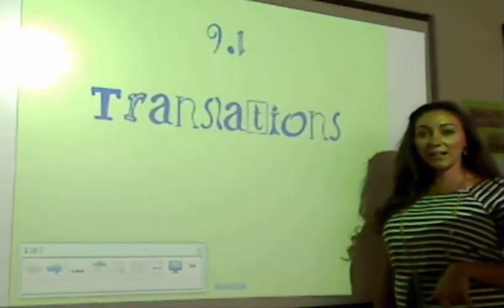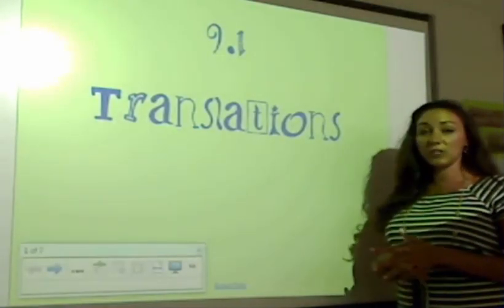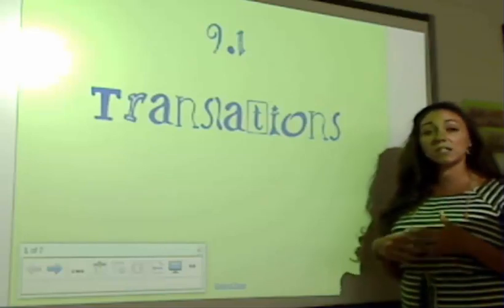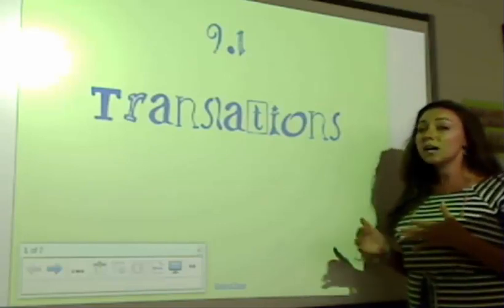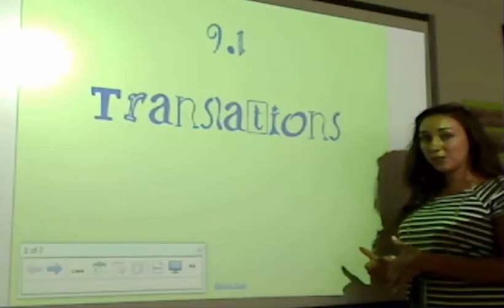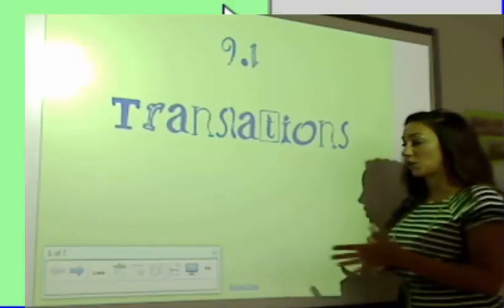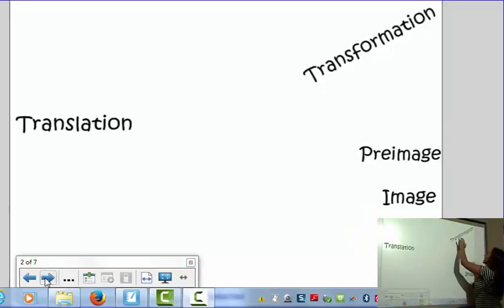Hey guys, we're back doing chapter 9 and we're going to do the first section, 9.1, which is translations. The entire chapter talks about transformations, but each section specifically talks about a different type of transformation. Go ahead and figure out what is a transformation.